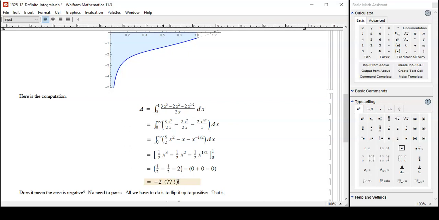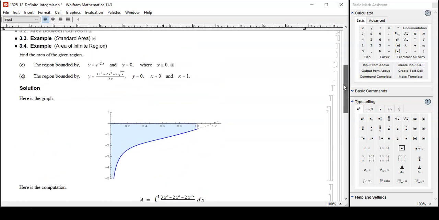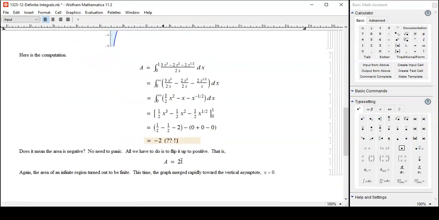Oh, we ended up with a negative value. Does that mean everything is wrong? No, not really. I mean, look at the picture. Naturally, we are going to get a negative number as signed area. And we are looking for a geometric area, so just take the positive. Take the absolute value to make it 2. So that's the area. No need to panic.